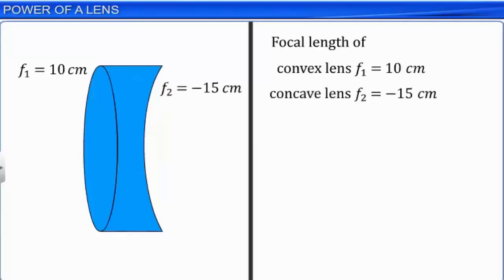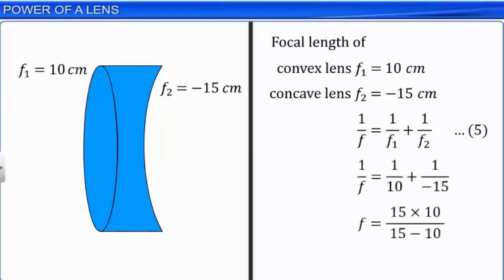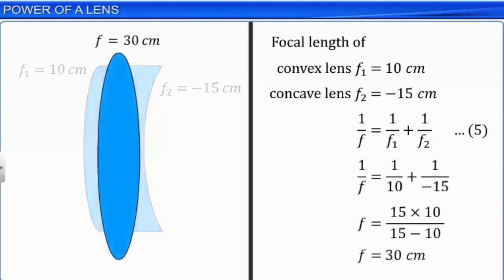If f is the focal length of the combination, then 1 by f is equal to 1 by f1 plus 1 by f2. Substituting the values of f1 and f2 and after simplification, we get f is equal to 30 cm. Since the effective focal length is positive, the combination of the given lenses acts as a convex lens of focal length 30 cm.